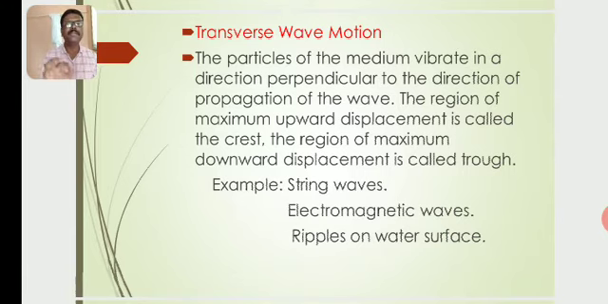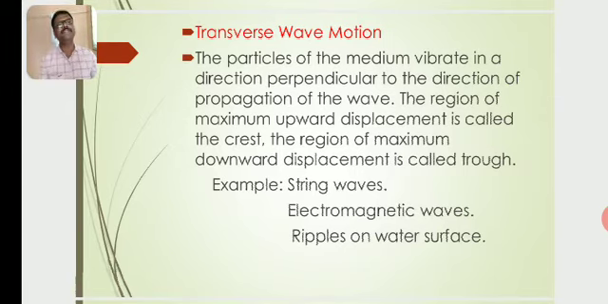For example, string waves, that means waves along a stretched string. In that string, the particles vibrate up and down, perpendicular to the direction of propagation of the disturbance or energy. Then electromagnetic waves, say light waves. During the propagation of light waves, the particles vibrate perpendicular to the direction of propagation.